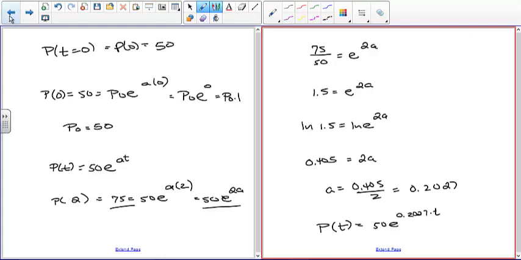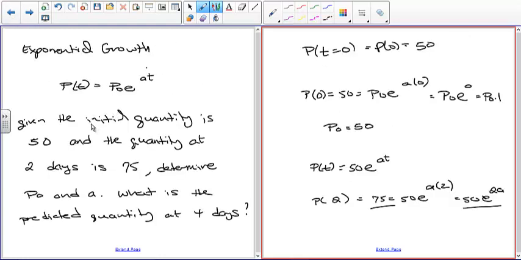So in review, we're given the initial quantity and the quantity after 2 days. You can use the initial quantity to find P0. You can use the quantity after 2 days to find a.